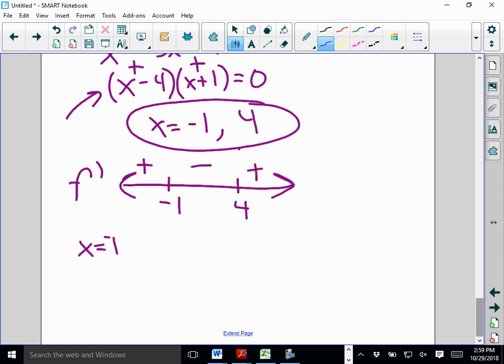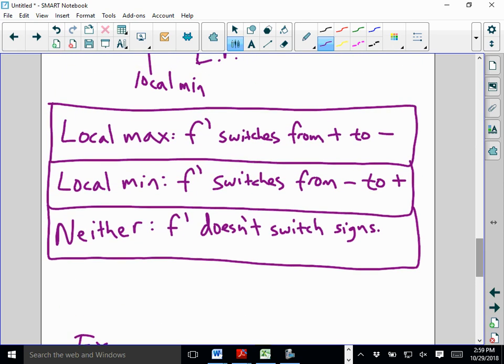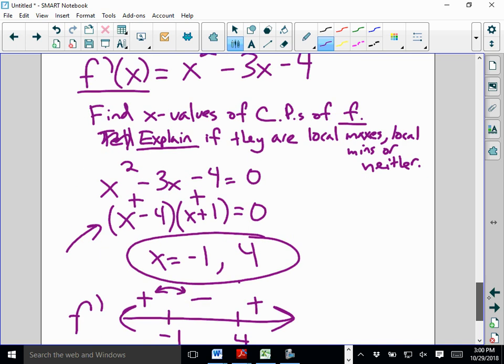Well, how did f prime switch here? f prime did switch signs, so it is going to be a max or a min. Take a look at how we changed here. Reading left to right, we went from f prime being positive to f prime being negative. That means it's a local max because f prime switched from positive to negative. So I know that x equals negative 1 is a local max.